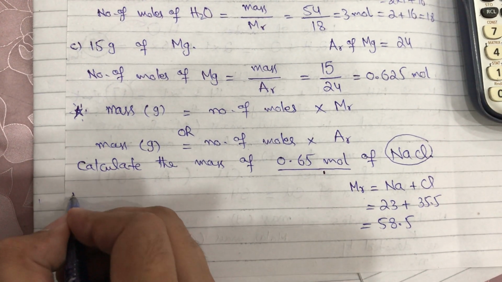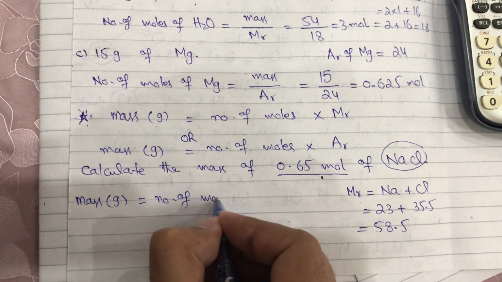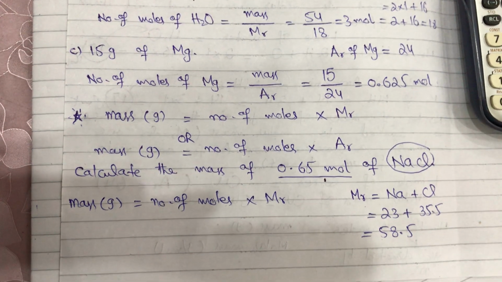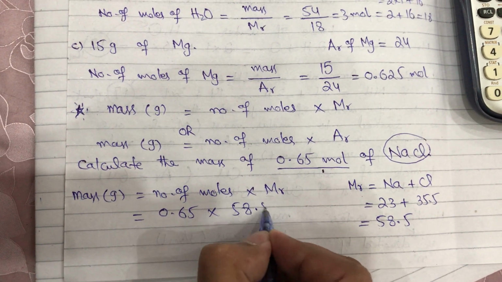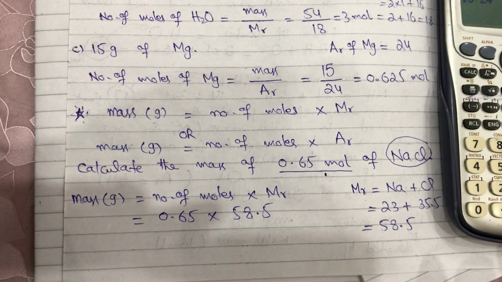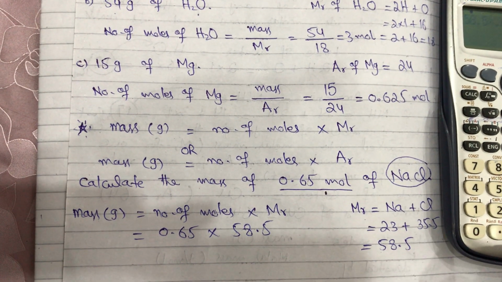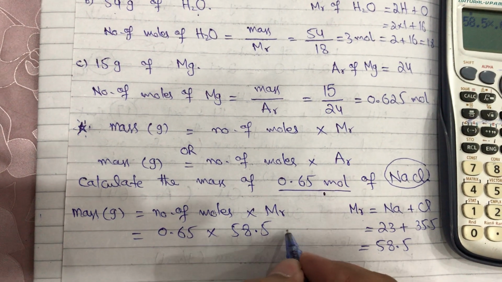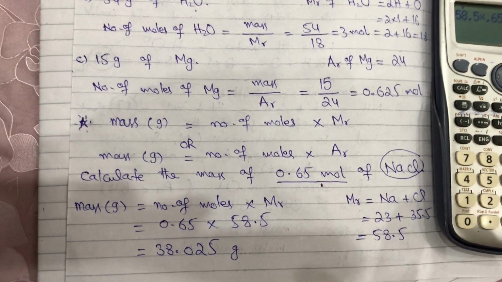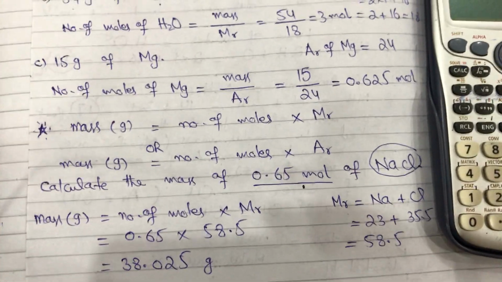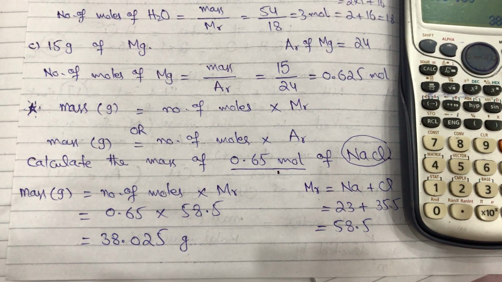Now mass in grams equals number of moles multiplied by its Mr. Number of moles is 0.65, and the Mr is 58.5, which we can also call the molar mass. So 58.5 multiplied by 0.65, answer will be 30.025 grams. In this way we can calculate the mass of substances if their moles are given, and if the mass is given we can calculate their moles.